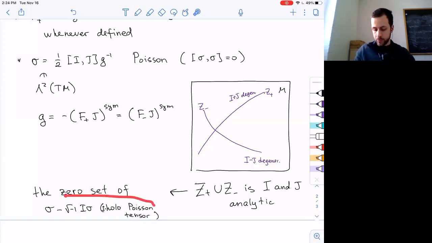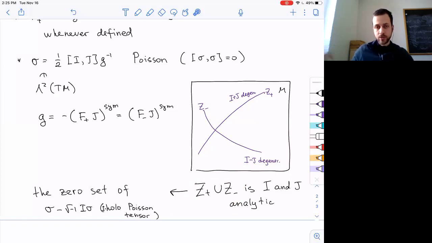So, being a holomorphic section over a holomorphic bundle, its zero set is an analytic subset. So it shows that it will be analytic with respect to I, and an analogous argument shows that it is analytic with respect to J. But of course, Z plus union Z minus could coincide with the entire manifold. And our assumption through most of today's talk is that actually this is a proper subset.